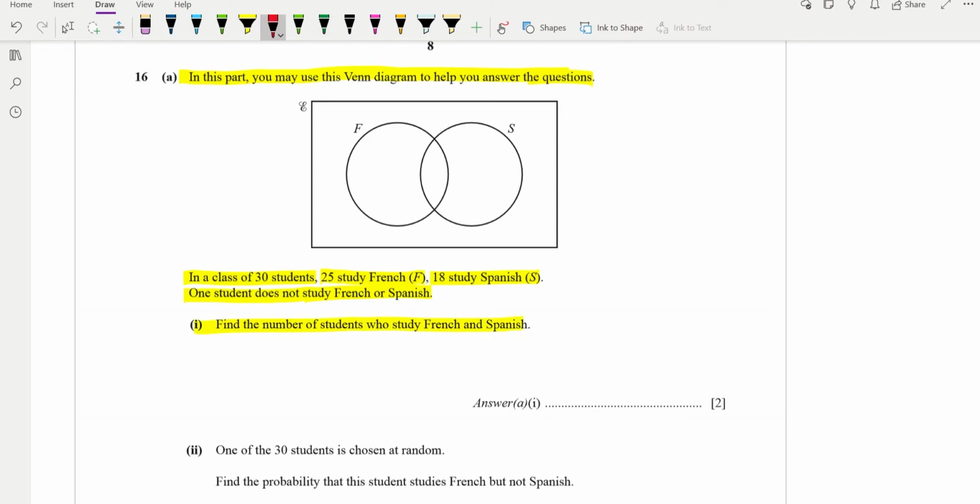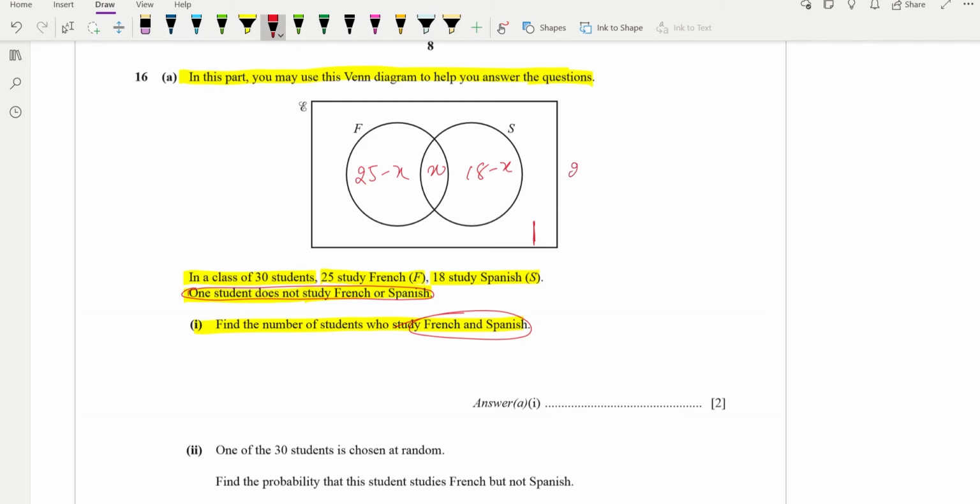So outside is 1, because one student does not study French or Spanish. If we take the intersection as x, then this will be 25 minus x, and this one will be 18 minus x. Now we can find the value of x. Those who study French and Spanish will be the intersection. If we find the x value, we will get the answer for this one.